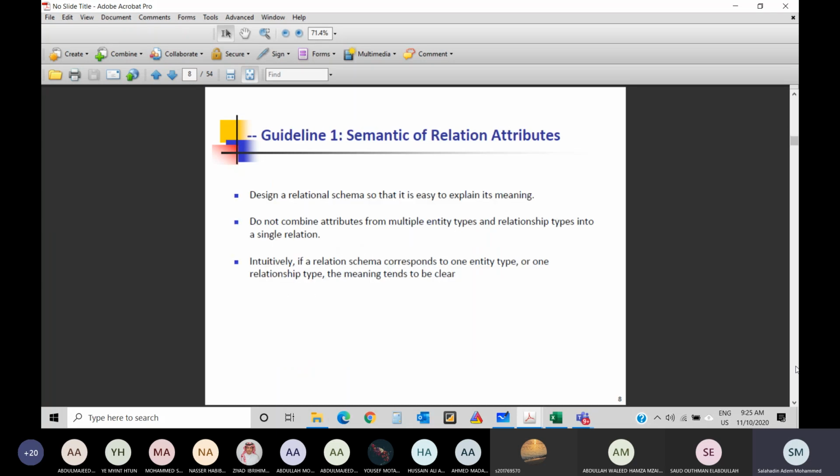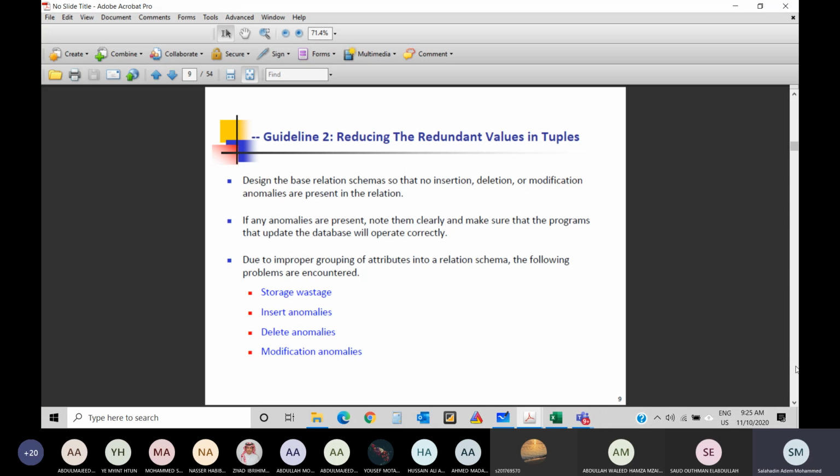Anyhow, so let's go now into the bad design problems. In a bad design, first of all, I have storage wastage. Why? Because we have a lot of redundancy. Why do we have to have redundancy? It's a wastage of storage. Do you agree with me, guys? Okay, it is a problem.